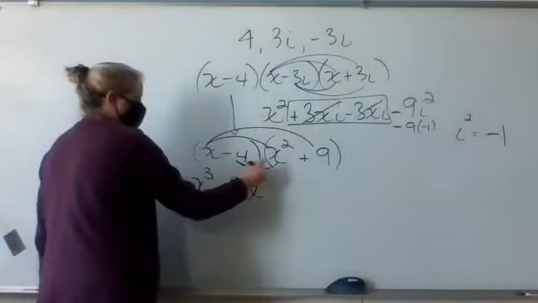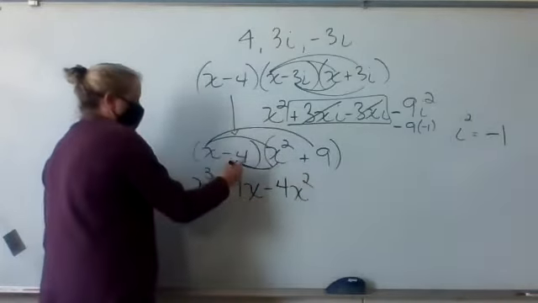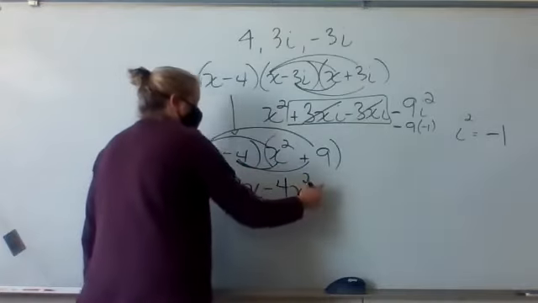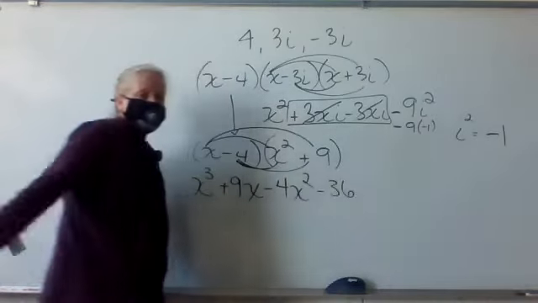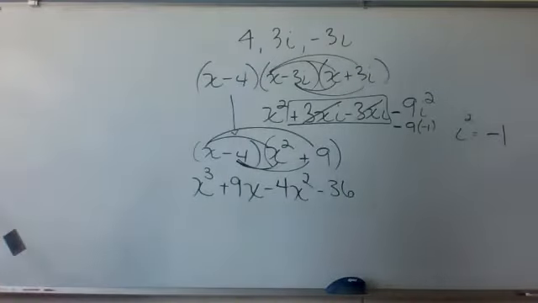So now here, my inner is -4x squared, and my last, -4 times +9, is -36. I wrote it backwards.